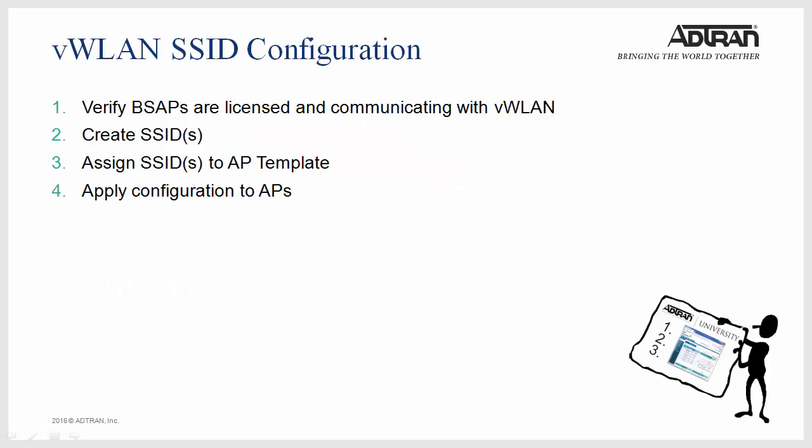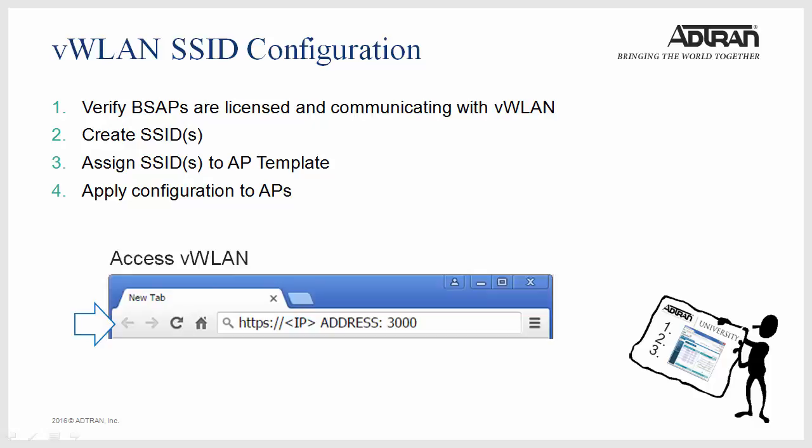Once vWLAN is on the network and the access points are communicating with vWLAN, these are the minimum steps to allow APs to advertise SSIDs. Let's walk through these steps. To access the management interface of vWLAN, open a browser and then type in https://, the IP address of vWLAN, :3000.